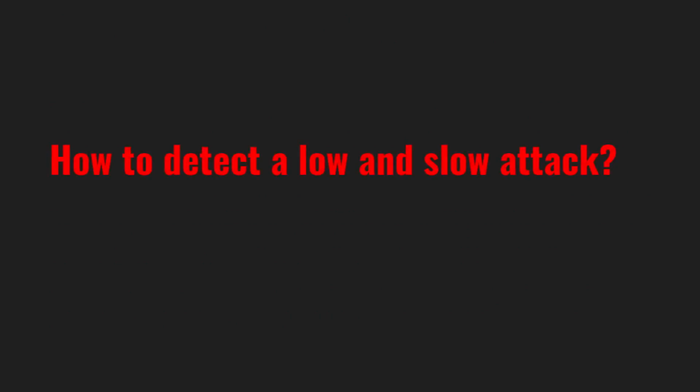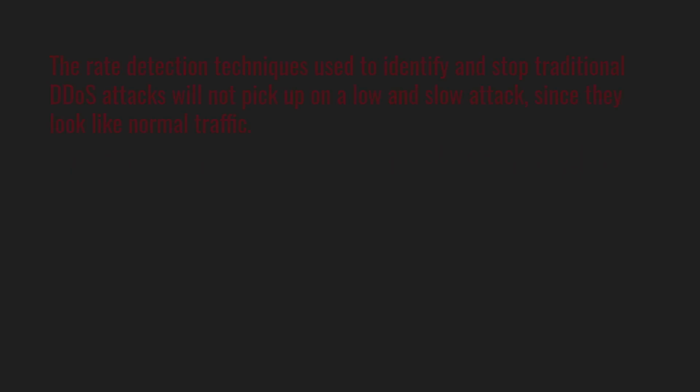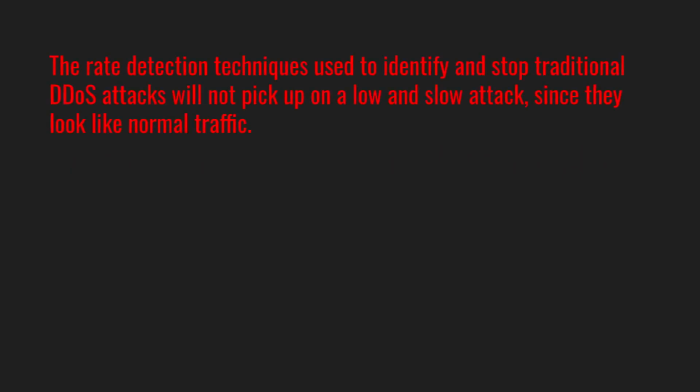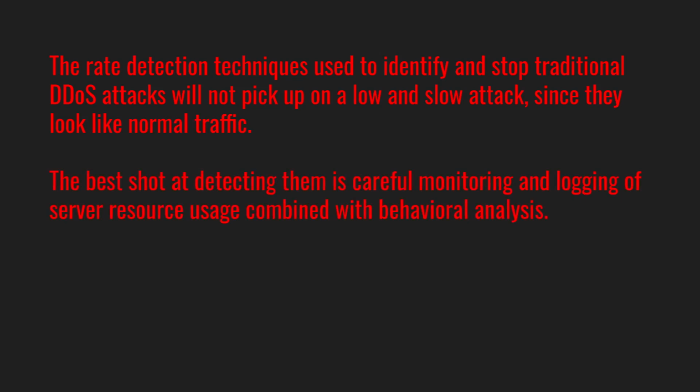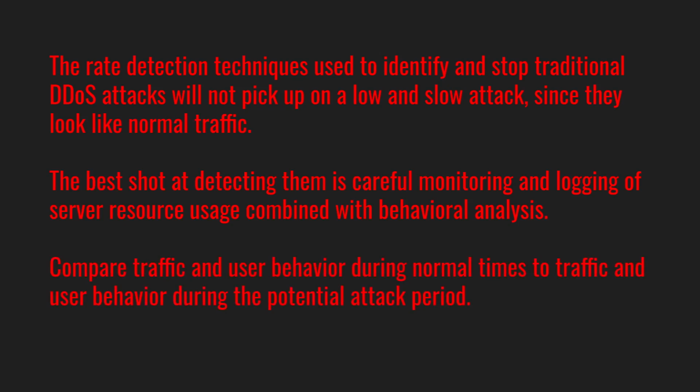So how do you detect a low and slow attack? The rate detection techniques used to identify and stop traditional DDoS attacks will not pick up on a low and slow attack, since they look like normal traffic. So the best shot at detecting them is careful monitoring and logging of server resource usage combined with behavioral analysis. Compare traffic and user behavior during normal times to traffic and user behavior during the potential attack period.